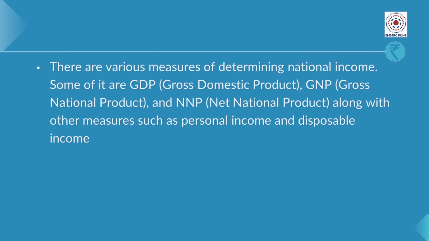There are various measures of determining national income. Some of them are GDP, that is gross domestic product, GNP, or gross national product, and NNP, that is net national product, along with other measures such as personal income and disposable income. It should be noted that national income is not the sum of all incomes earned by all citizens, but all those incomes which accrue due to participation in the production process.